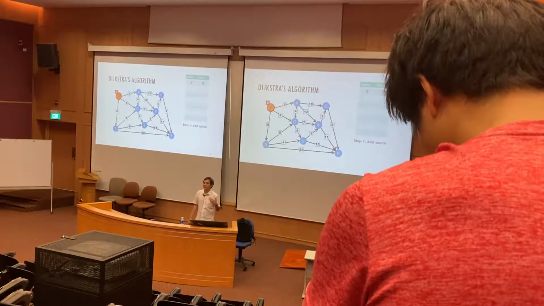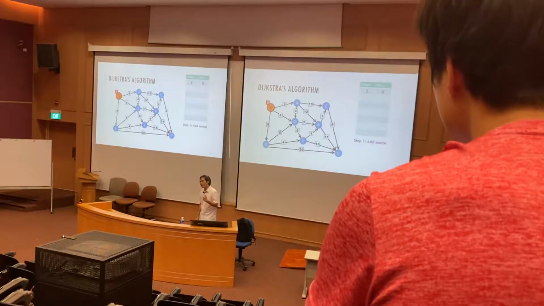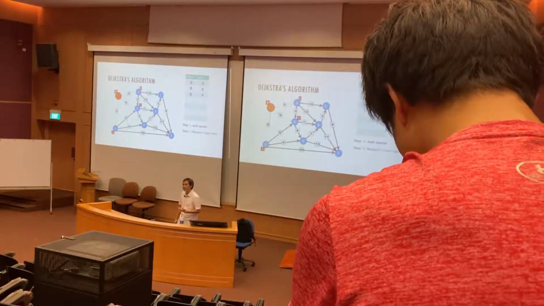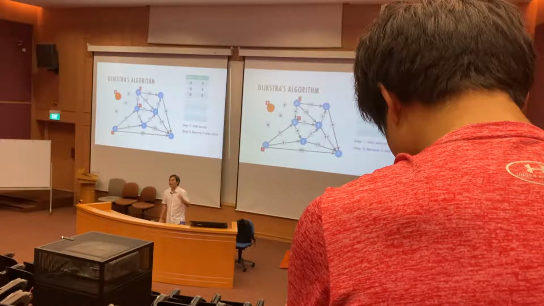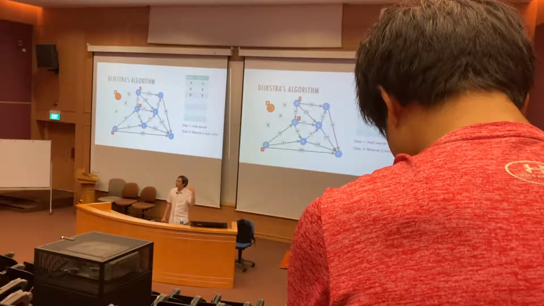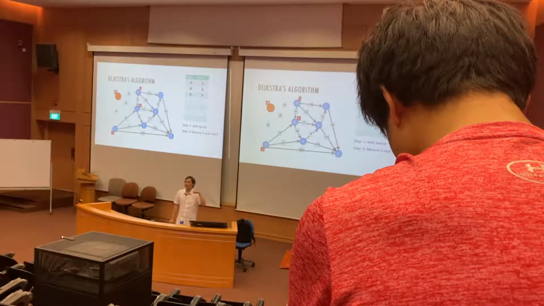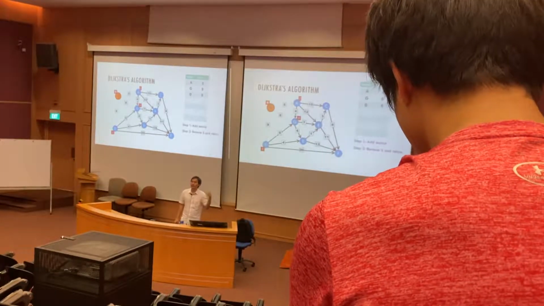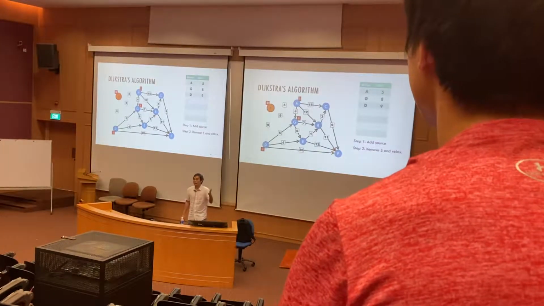Remember, the distance estimate of S is going to be 0. Everything else is going to be infinity. So I'm going to add the source, which is S, and then I'm going to remove S and relax all its outgoing edges. This should seem a bit familiar because we did this in an earlier algorithm. Instead of removing the edges, we're relaxing all the outgoing edges.